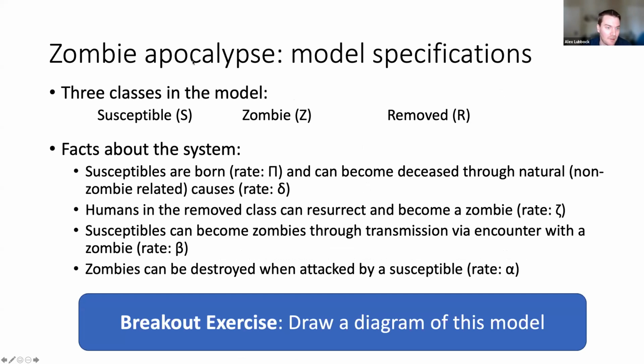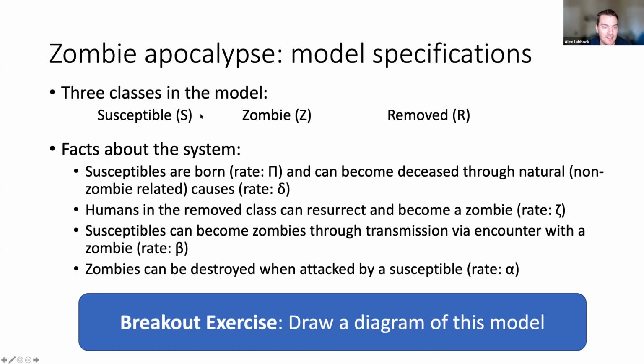So going from a generic idea of how a zombie infection might work, we need to write down the specifics of this system. And the exercise that we're going to do is just like the diagrams for the previous examples. We're going to go into breakout groups of around 5 people per group and draw a diagram of this model. So this gives you the facts about the system. This is step 1: list everything we know.